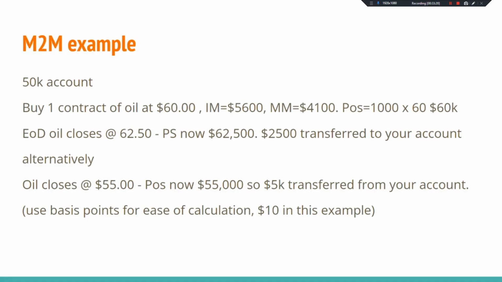At the end of the day, if the oil closes at 62.5, your position is now $62,500 because you got 1,000 barrels, remember. So that $2,500 difference is immediately transferred to your account. However, if it closes down, say it went down to 55, essentially your position is now $55,000. So an additional $5,000 is transferred from your account.